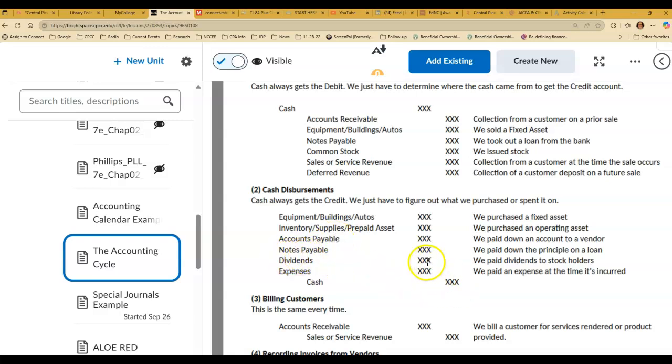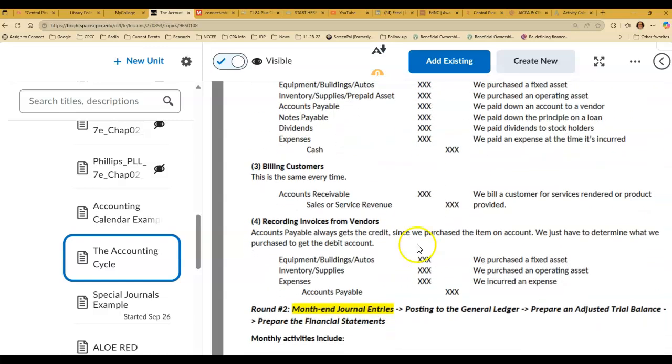Are we paying off the principal on the note? I don't think we get to that one until chapter 8, maybe, something like that. Are we paying dividends? Are we paying for expenses in the same time period in which the expense is incurred? Okay. Are we billing customers? Well, if we're billing customers, it's always accounts receivable gets the debit. What's the amount we're billing them? And was it for sales or service revenue?